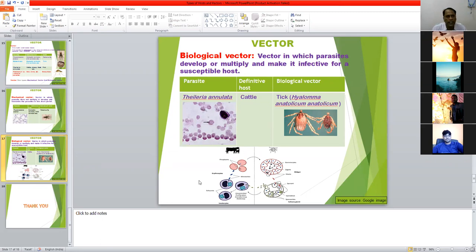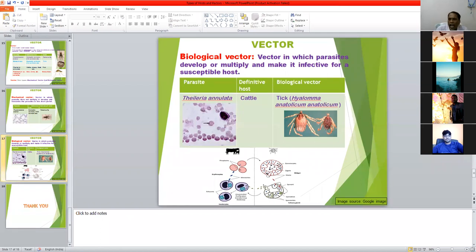Just like in the case of the malaria parasite, the female Anopheles mosquito takes the stage of the parasite from the infected host, and inside the mosquito, different stages of development occur, and the infective stage is formed inside the mosquito. So the mosquito acts as a biological vector for the Plasmodium species. So all this is about the vector.